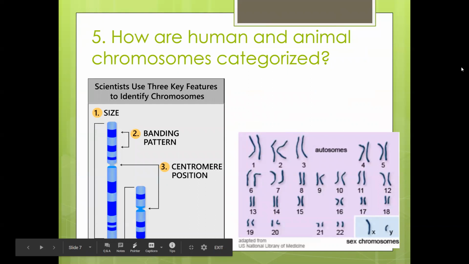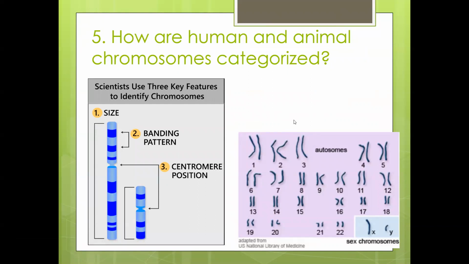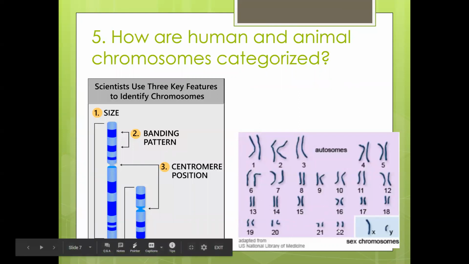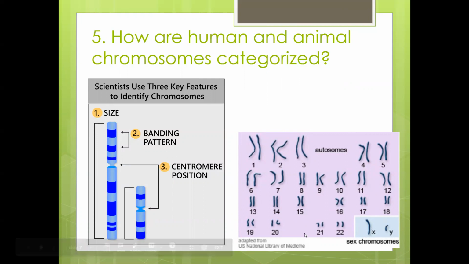How are they categorized? Well, first of all, within the 23 different chromosomes that we have, there are different types of chromosomes. We have autosomes, which are the first 22 pairs, and then we have the sex chromosomes, which is the 23rd pair. There's some other categories that we can use as well. Scientists are going to use the size of the chromosomes to identify them. So you see chromosome 1 up here is the biggest chromosome versus 22 and 21 down here are really tiny.